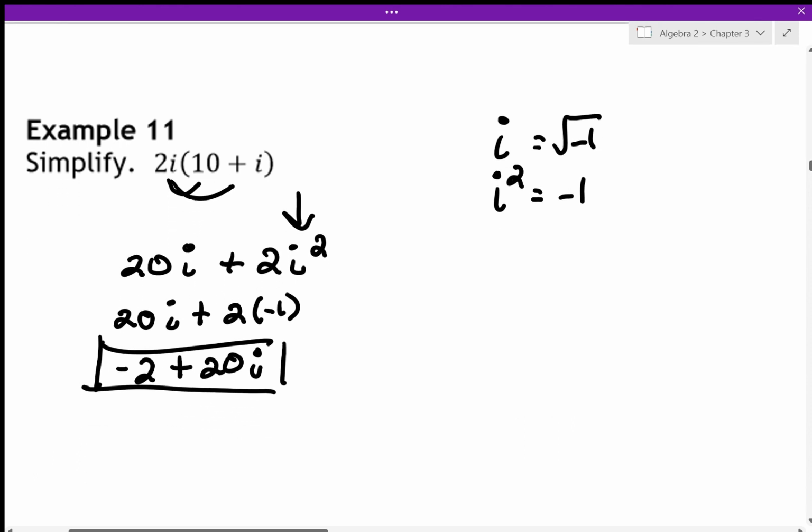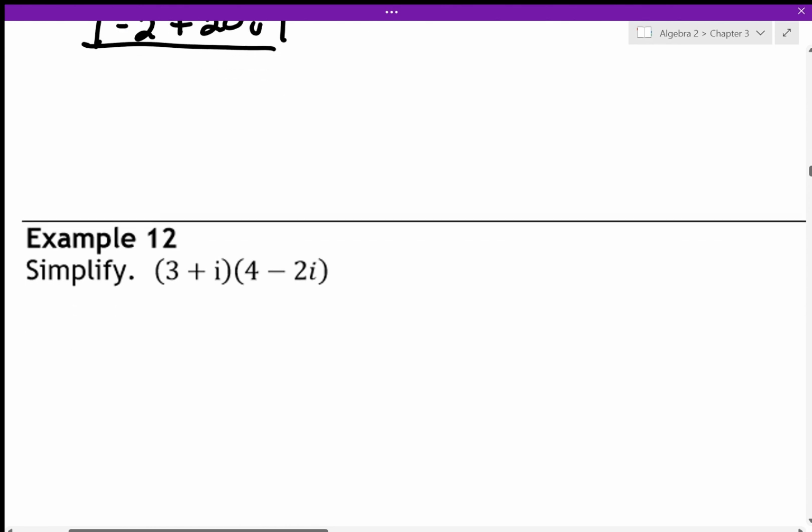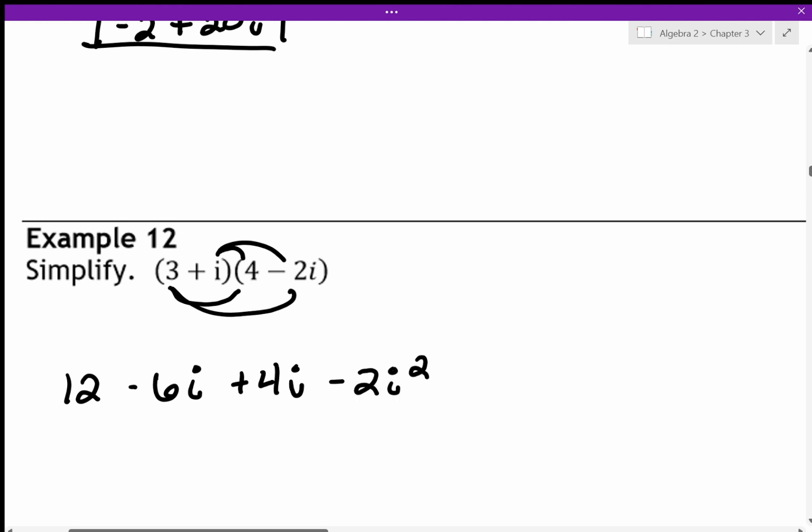So there's number 11. Let's look down at number 12. This time we get to distribute again. The 3 times 4 gives me 12. 3 times negative 2i gives me negative 6i. i times 4 is 4i. And then i times negative 2i gives me negative 2i squared.